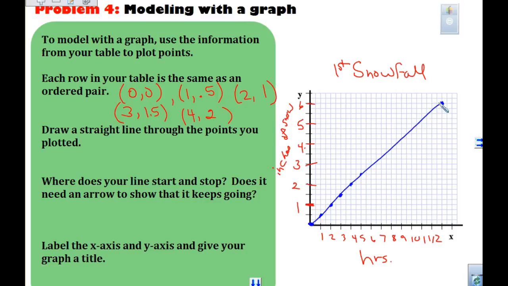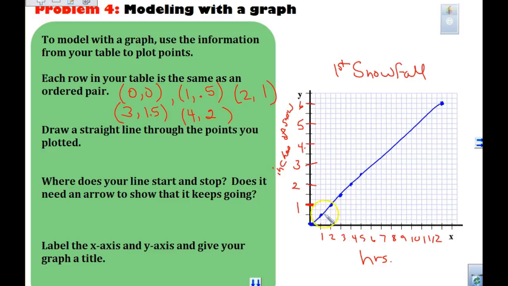Because it starts at 0, so plot your points. It starts at 0 and it ends at 12 hours. That's the weatherman's prediction. I don't think that happened around here, although I do think in southern Minnesota and South Dakota and North Dakota close to the border, they did have this where they got a lot.